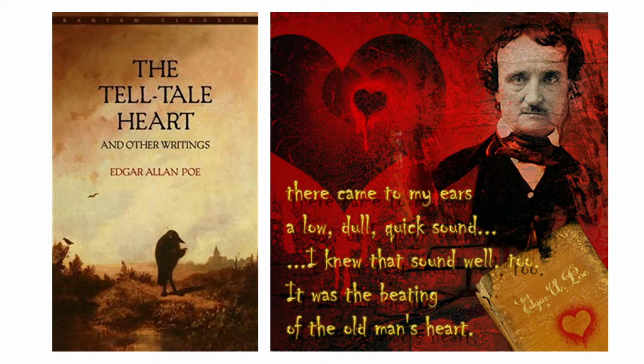So this is Edgar Allan Poe, and he said, "There came to my ears a low, dull, quick sound. I knew that sound well, too. It was the beating of the old man's heart." The author is saying he has just murdered a man who had an evil eye, and he was looking through the keyhole and spying on him, and he just got consumed with destroying this man's life. And he did so, and he buries the heart under the floorboards in his house.